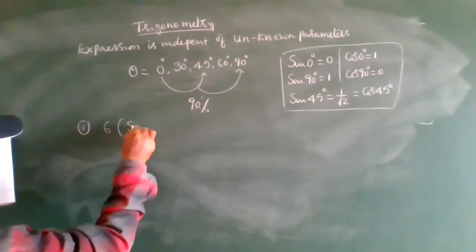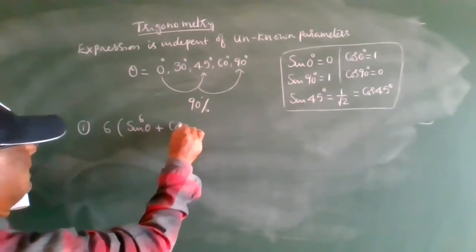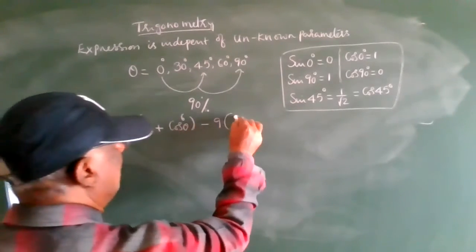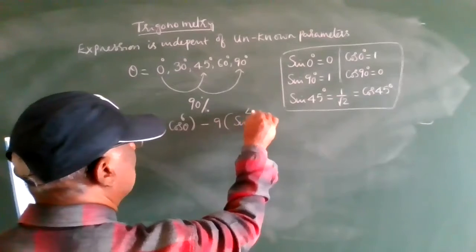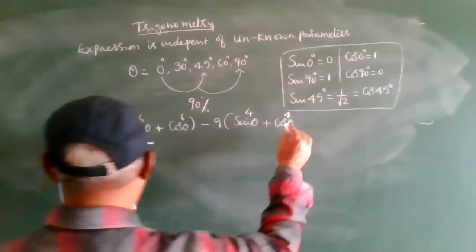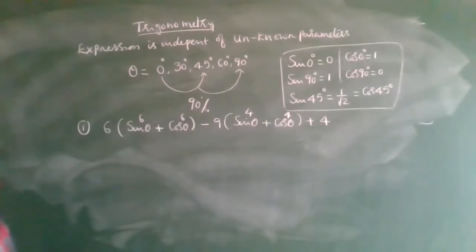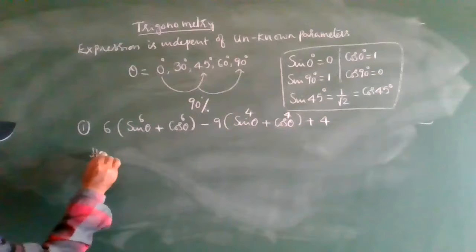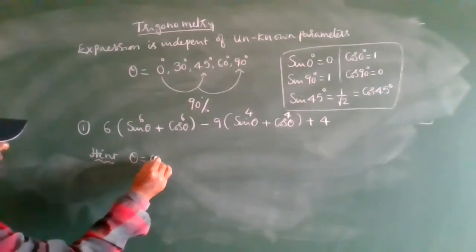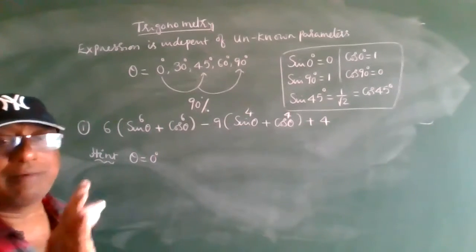6 of sine theta power 6 cos theta power 6 minus 3 sine theta power 4 cos theta power 4 plus 4 is given. What is the value of this? First I will take 0 degrees, then 45, then 90 degrees. I will try these three values only.